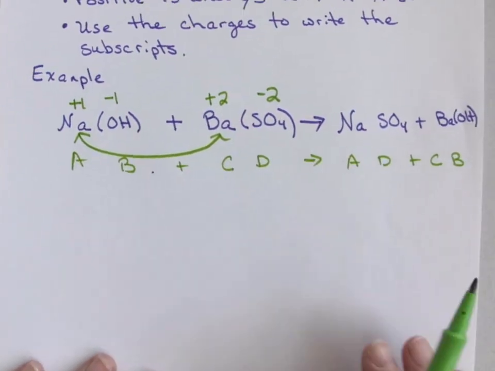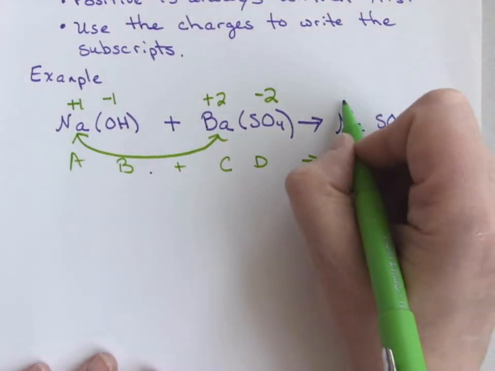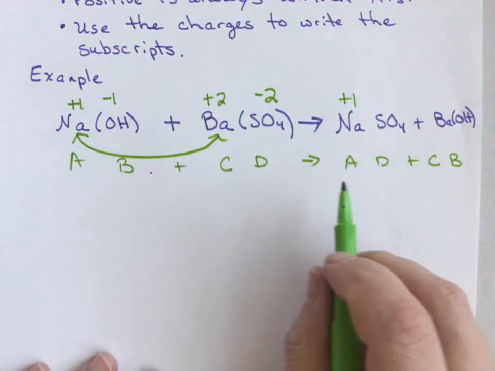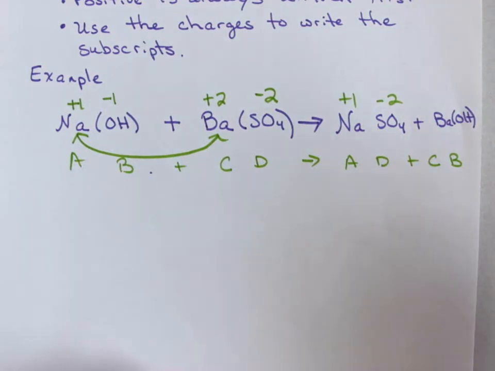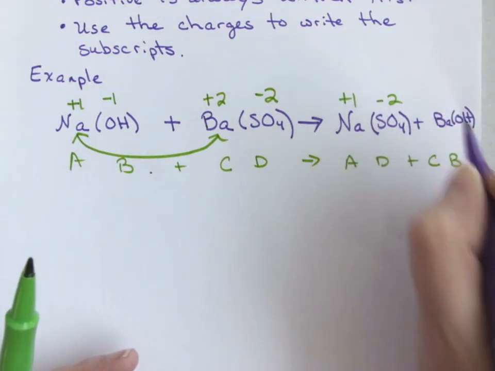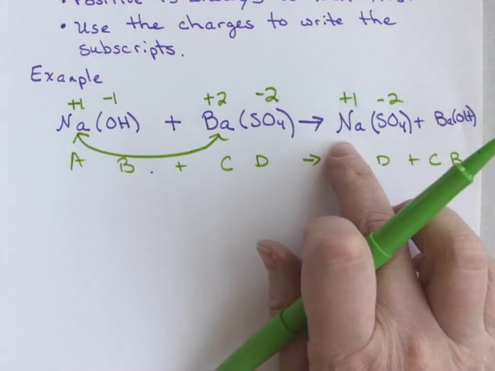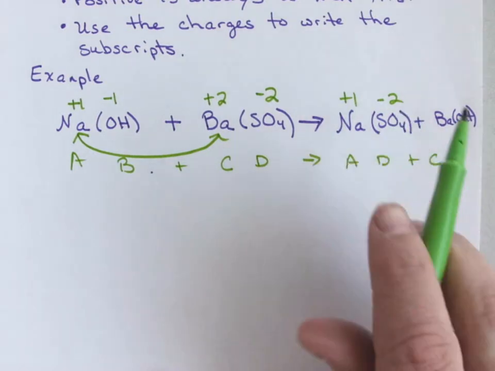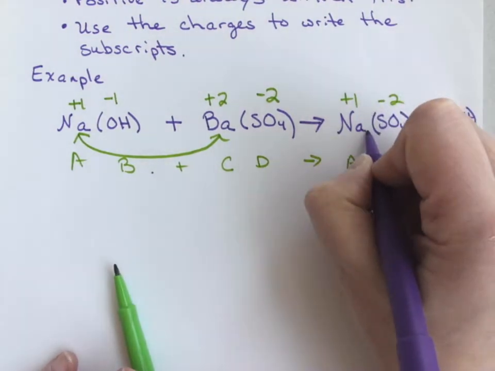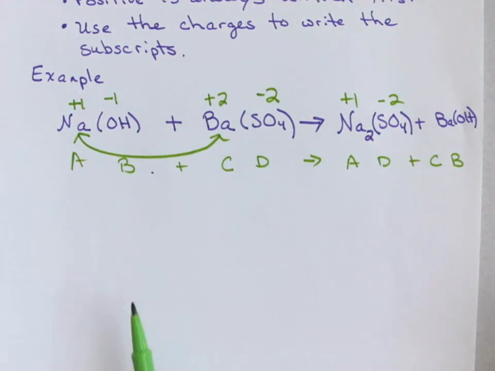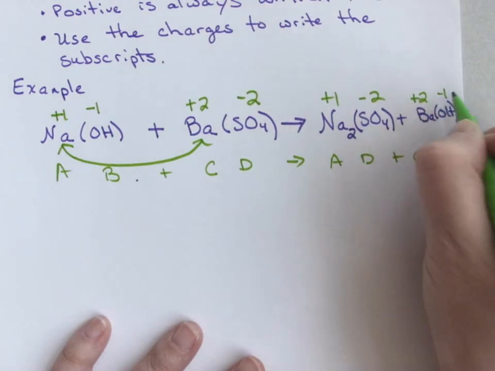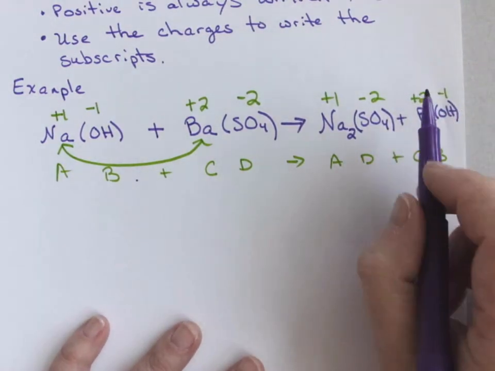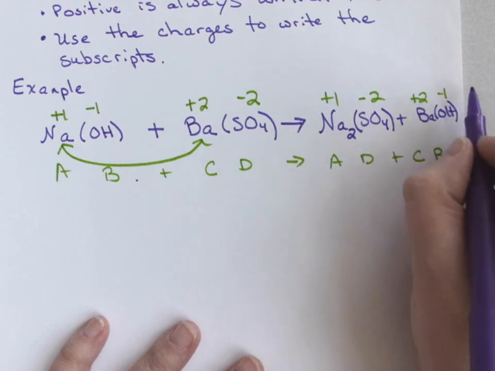And then next we have to think about the charges. So it's +1, and then sulfate is -2, and we can go ahead and put that in parentheses. If sodium is +1 and sulfate is -2, we need to fix our formula to make it equal 0, so we're going to need two sodiums to equal 0. And then for the other compound, barium is +2 and hydroxide is -1. So again, we're going to need 2 of the hydroxides to make it equal 0.